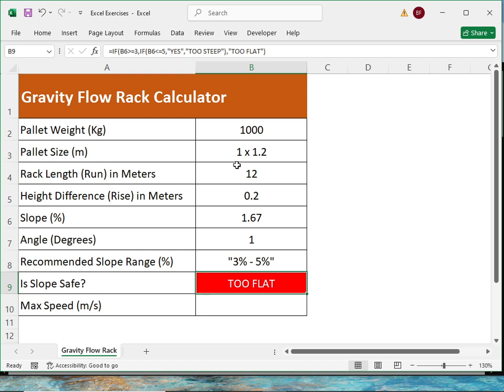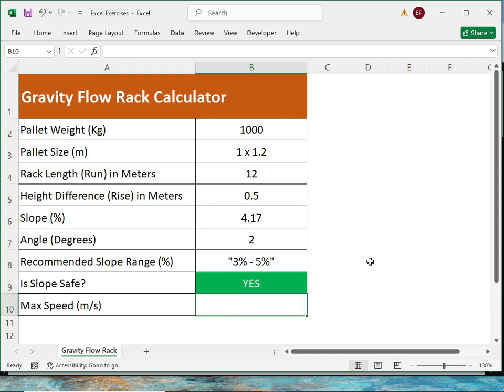Now let's adjust the height difference. Now it's too flat. I'm going to make it 0.5 meters height difference. It says yes, the slope is safe. I put 0.4 meters, still the same. 0.6 meters, okay. 0.7 meters, that's already too steep. 1 meter is too steep. So 1.5 is okay. The slope would be within the recommended 3 to 5% slope range, at 4.17.